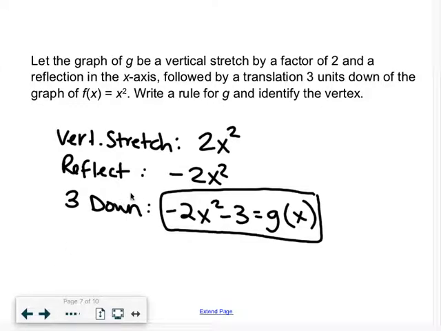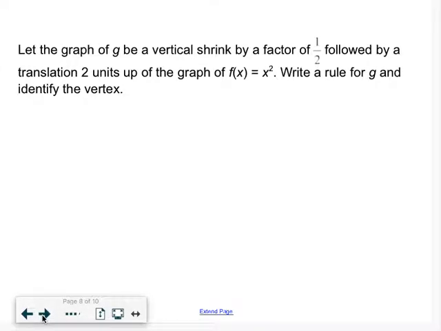Okay. Try one on your own. Let the graph of G be a vertical shrink by a factor of 1/2, followed by a translation 2 units up.